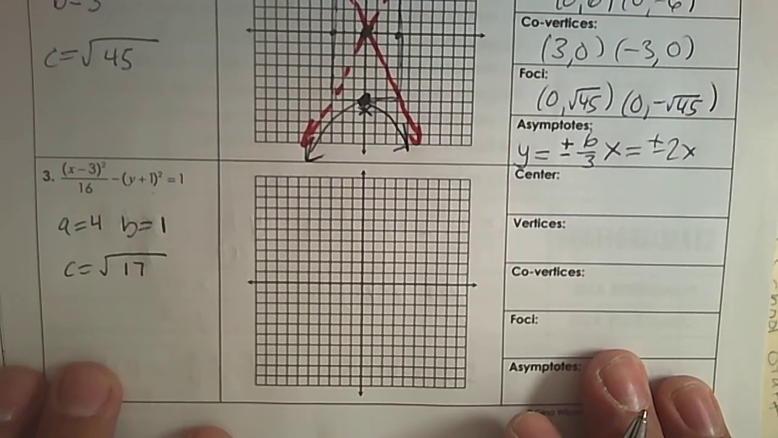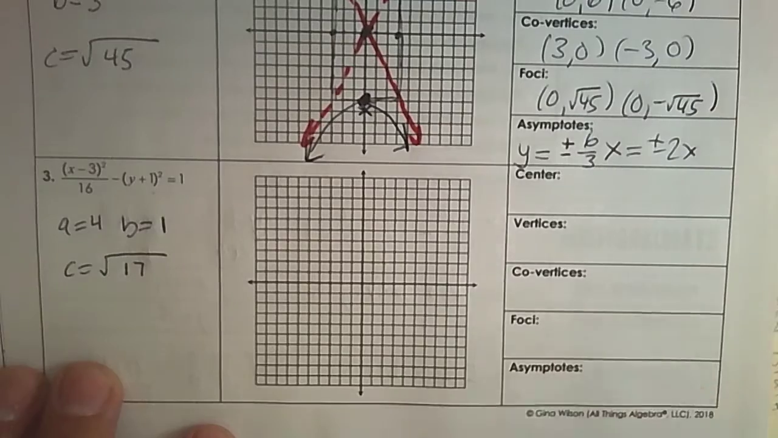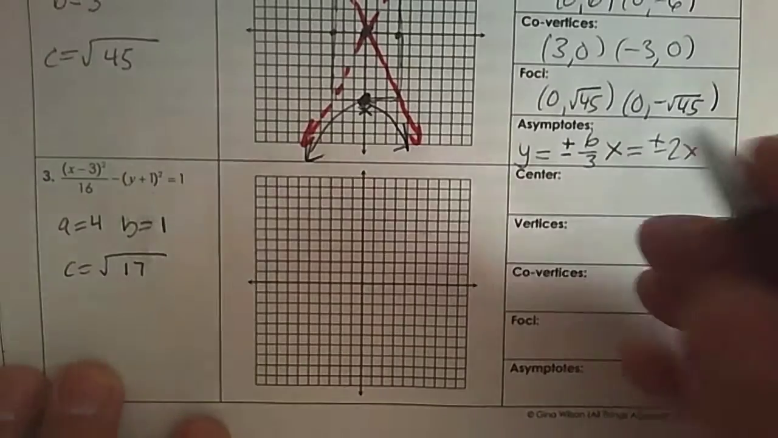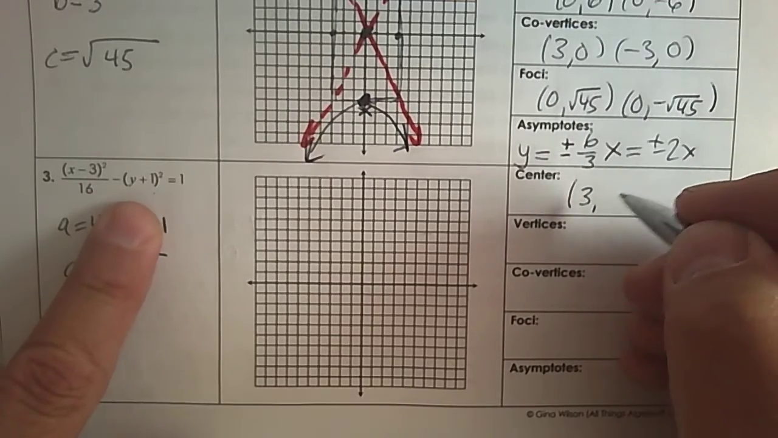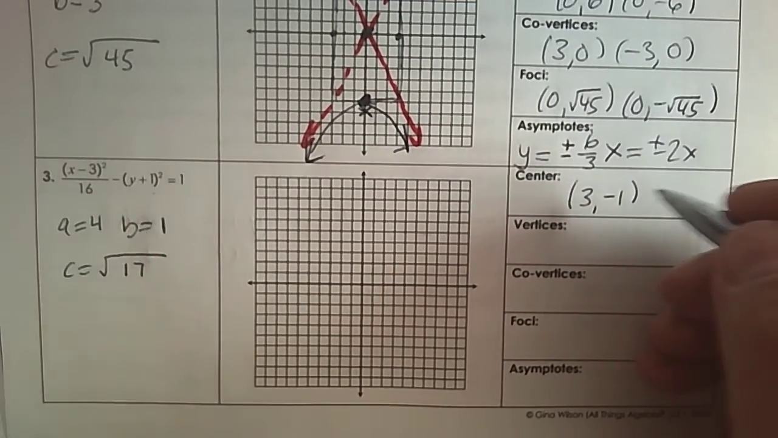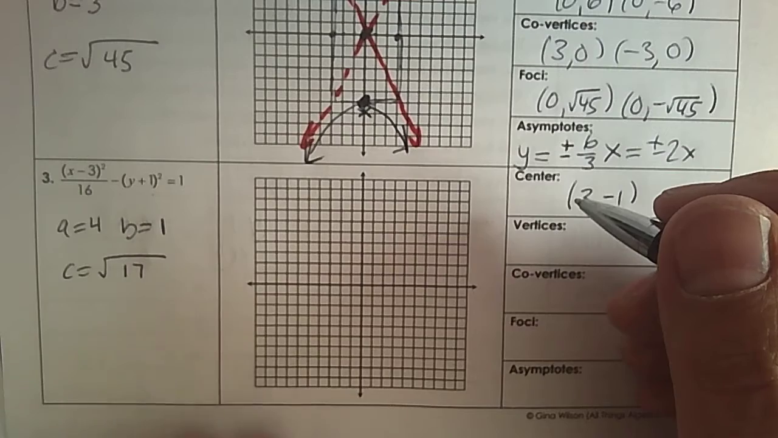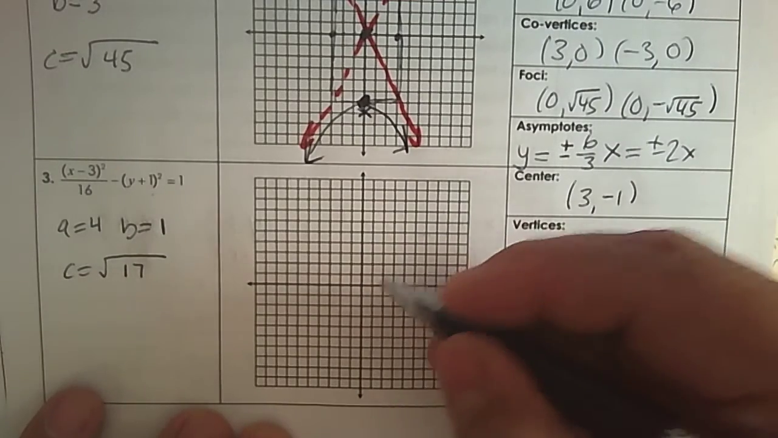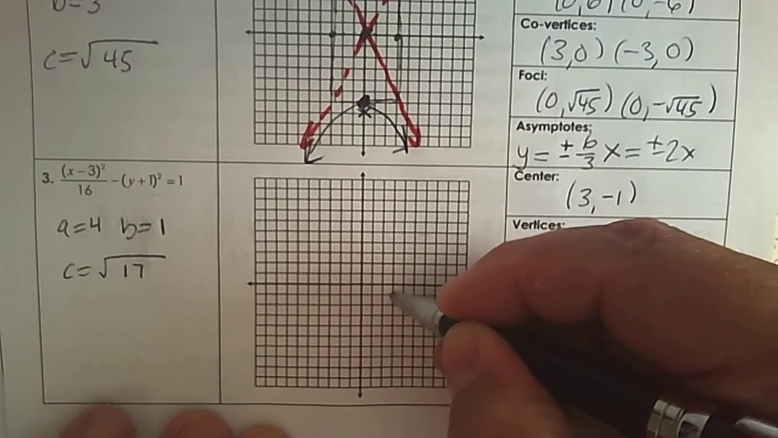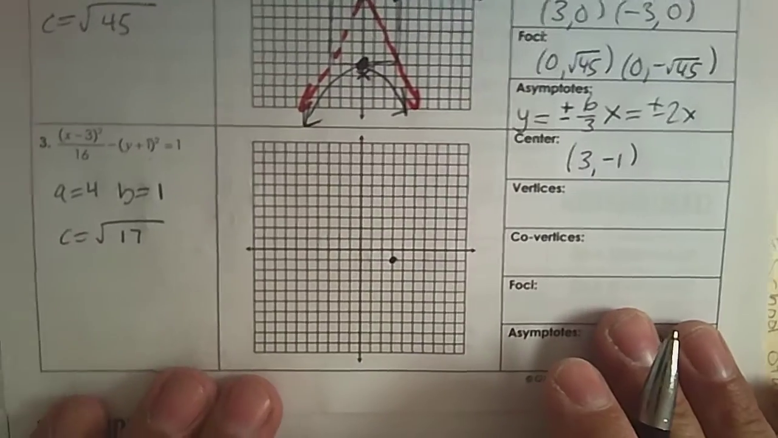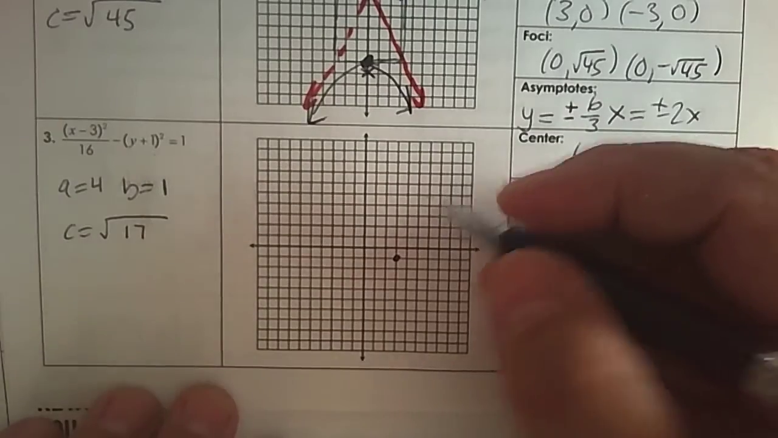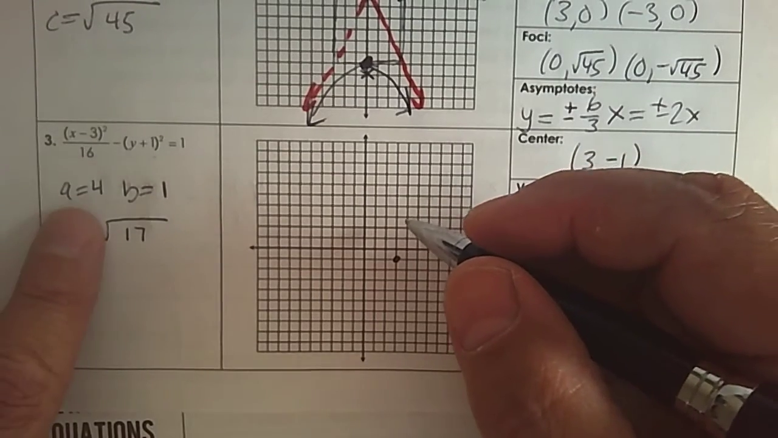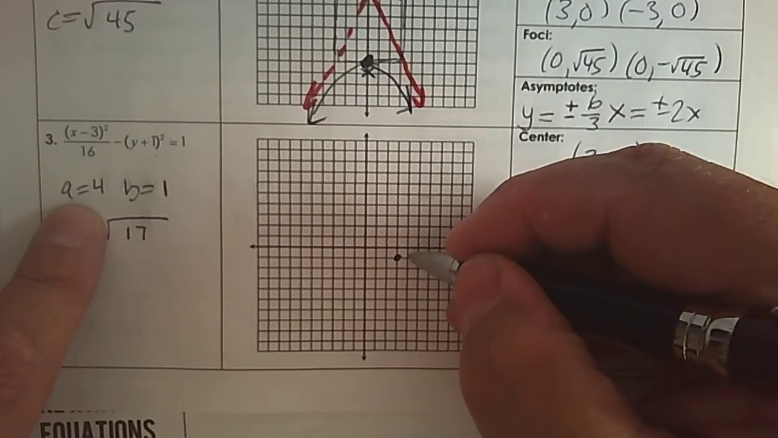Now I'm going to put this down on my graph. So my center, my x-coordinate is positive 3, and my y-coordinate is negative 1. So find where 3 and negative 1 is, and start from there. Now from 3, negative 1, you're going to create a rectangle that your asymptotes are going to go through. Now the size of the rectangle, the x value is going to be 4 in one way and 4 the other way.